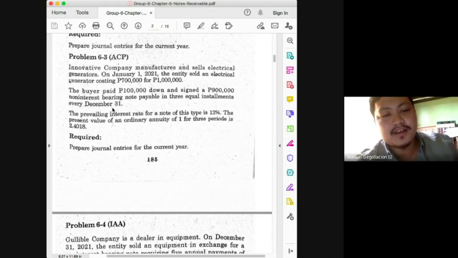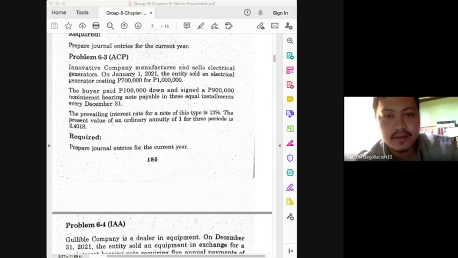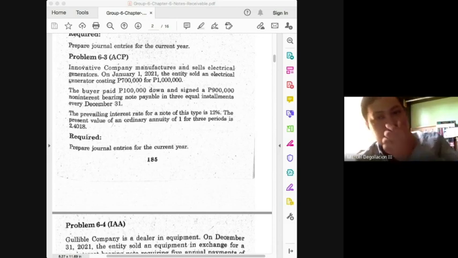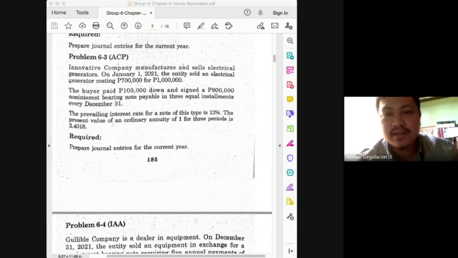32,154. And that would be our remaining unearned interest income, and then you deduct the 32,154 from 300,000, you would get 267,846.